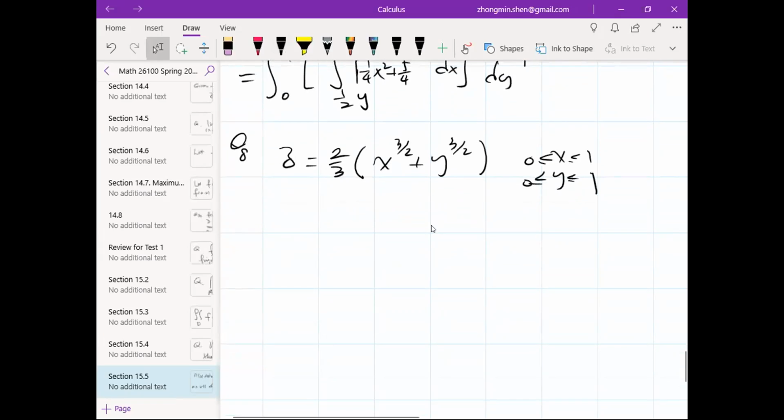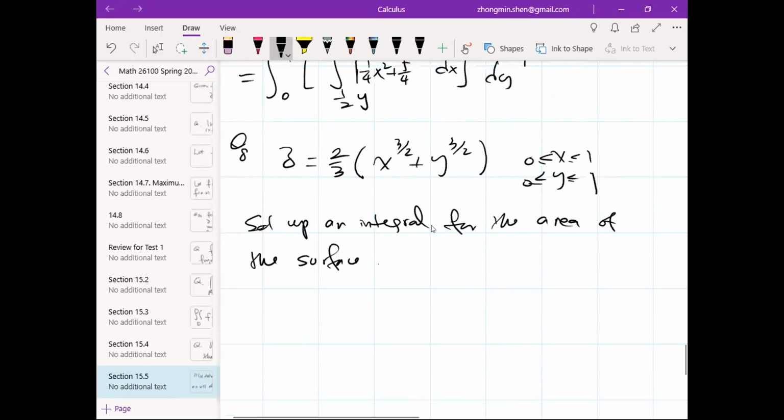So the function is given, the domain is given. The domain is nice. All you have to do is set up the integral for the surface area.